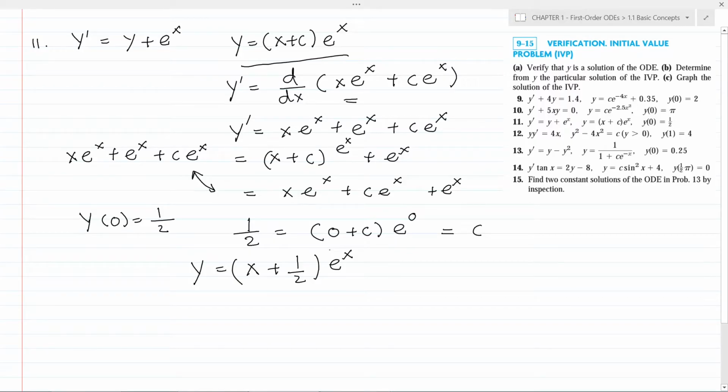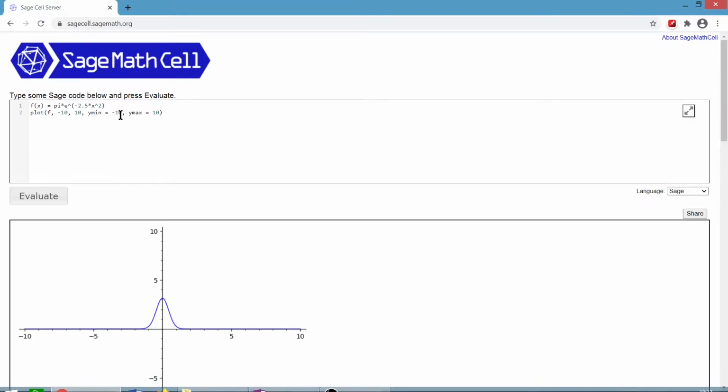Now we use Sage Math to plot this graph. We go x plus 0.5 multiplied by e to the power x.